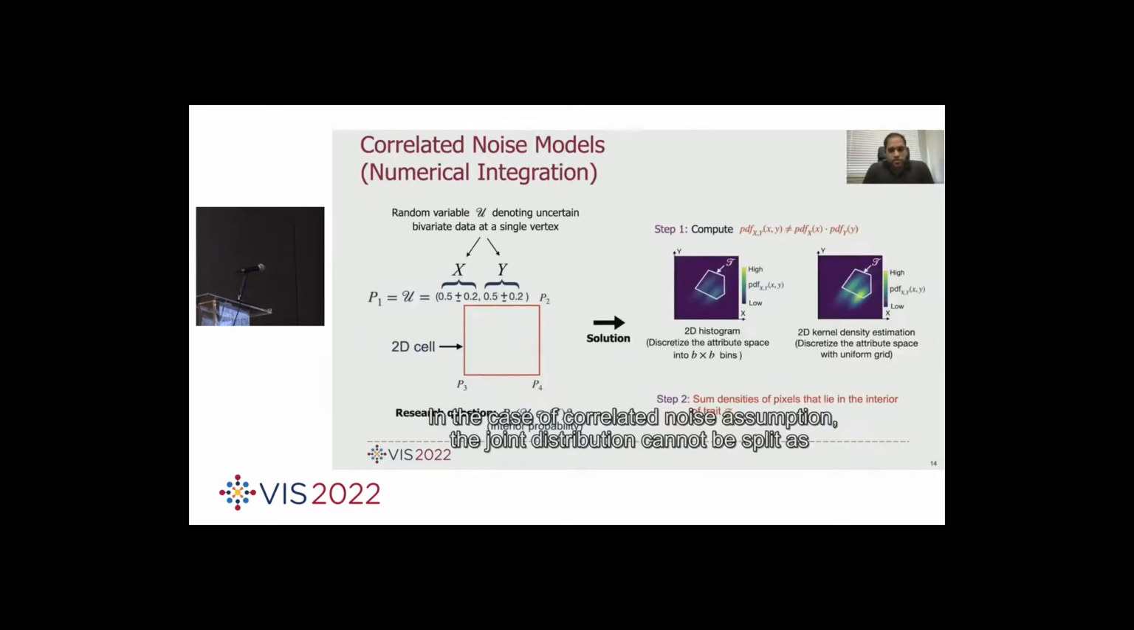In the case of the correlated noise assumption, the joint distribution cannot be split as the product of two individual distributions, and hence we capture the correlation of variables x and y by deriving a 2D histogram as well as performing 2D kernel density estimation, and then summing densities of pixels that lie in the interior of a trait T to numerically find the integration solution for interior probability.